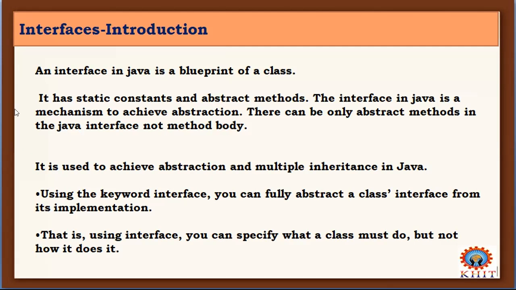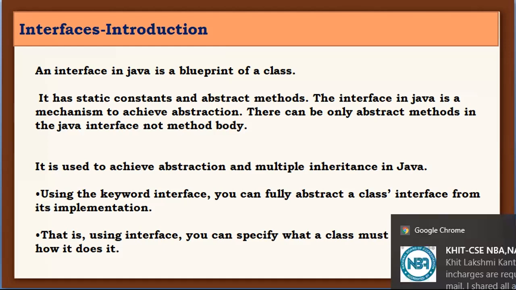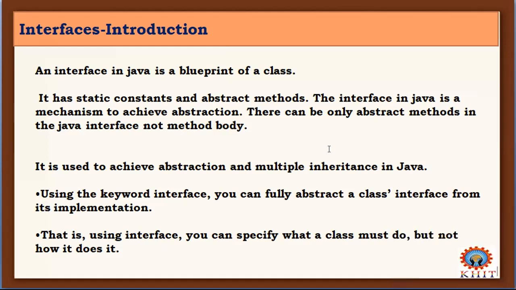So the interface in Java is a mechanism to achieve abstraction. So this is one of the ways of achieving abstraction. How that can be implemented, we can see with an example. Then there can be only abstract methods in the Java interface, not the method body. So try to keep in mind that there are only abstract methods in the Java interface. Interface lo emundali, abstract methods undali. Abstract methods ante meaning enti? There is no body for the method. Okay, only the heading will be there.